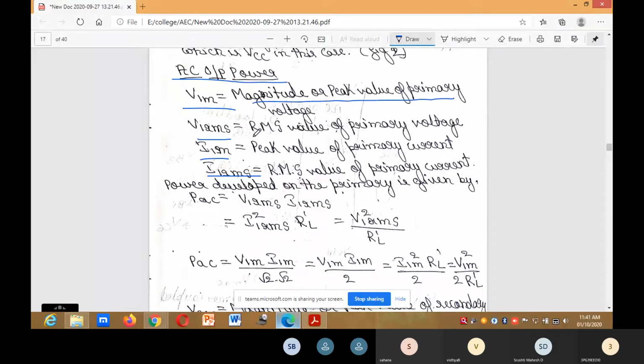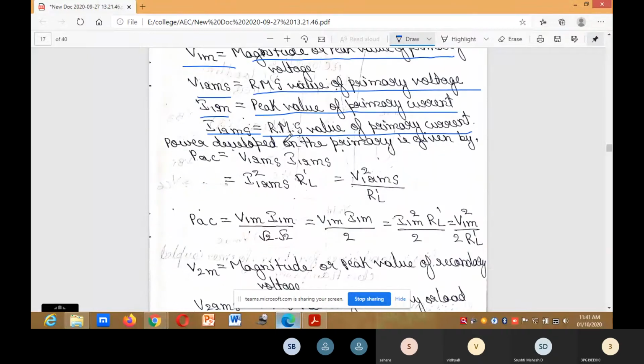V1 RMS is the RMS value of the primary voltage. I1M means the peak value of the primary current. I1 RMS is the RMS value of the primary current. Power developed on the primary, PAC, is usually written as P equal to V into I, so P is equal to V1 RMS into I1 RMS.